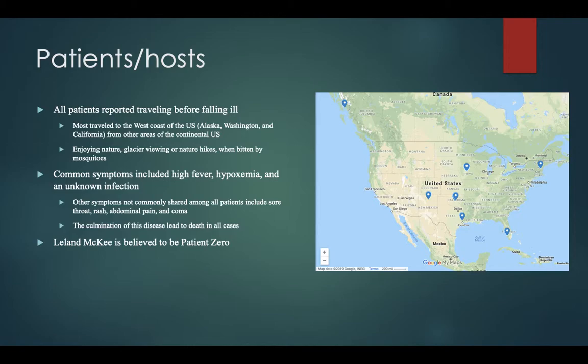Patient 0, the one suspected of bringing this disease agent back to the main population, was identified as Leland McKee. Leland is suspected due to the similarity in places traveled, but most importantly, the period of time in which he contracted this disease since he was the first reported.